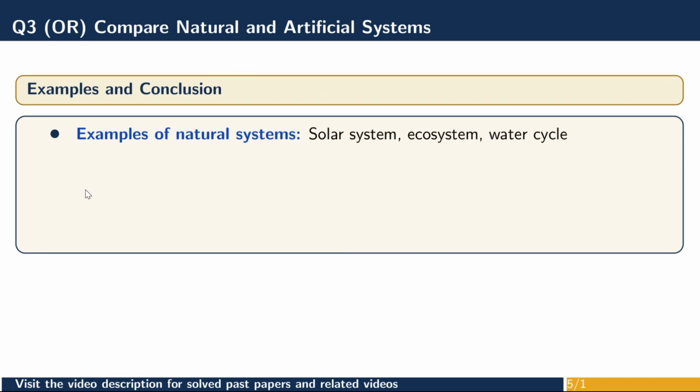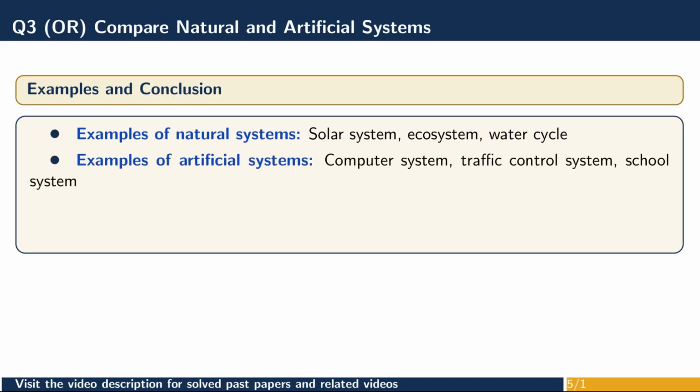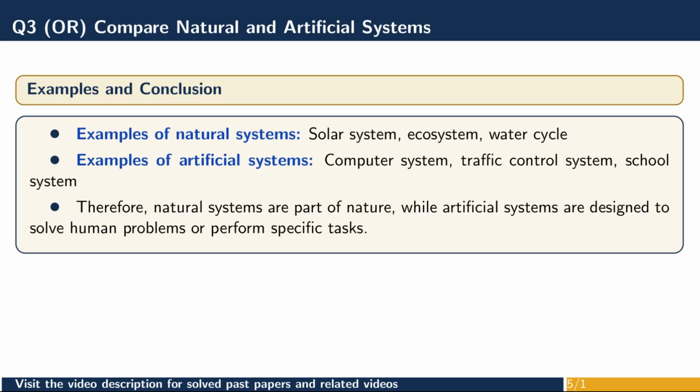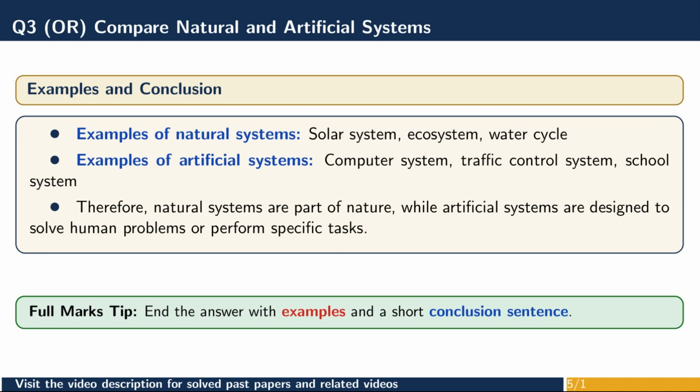Examples and conclusions. Example of natural system is solar system, ecosystem, water cycle. While example of artificial systems are computer system, traffic control system, school system. Therefore, natural systems are part of nature, while artificial systems are designed to solve human problems or perform specific tasks. How to get full marks? End the answer with examples and a short conclusion sentence.